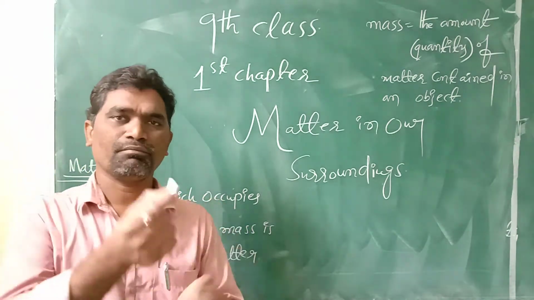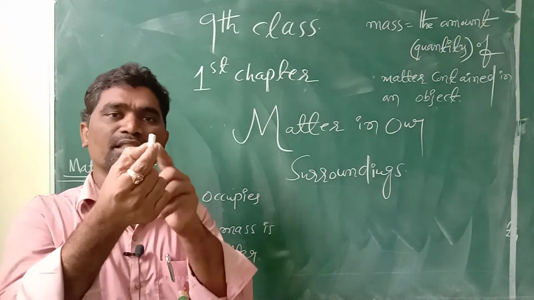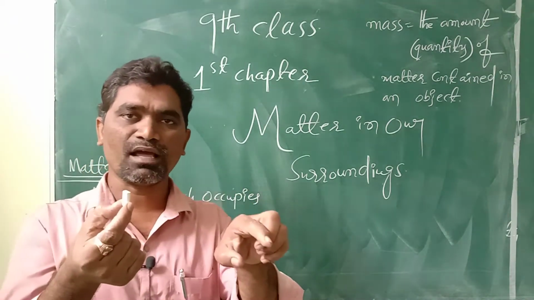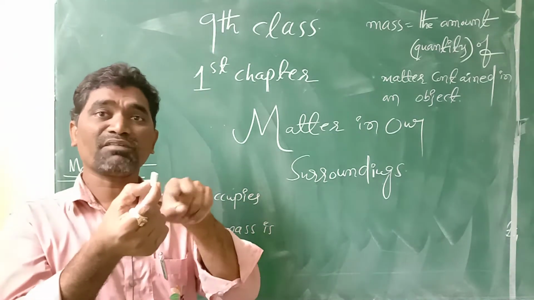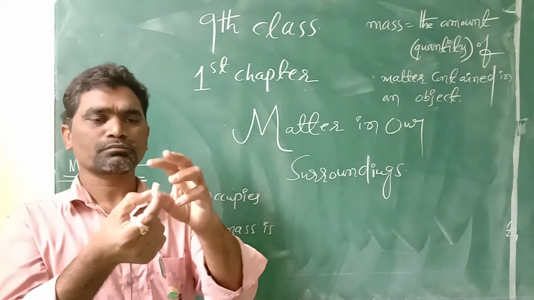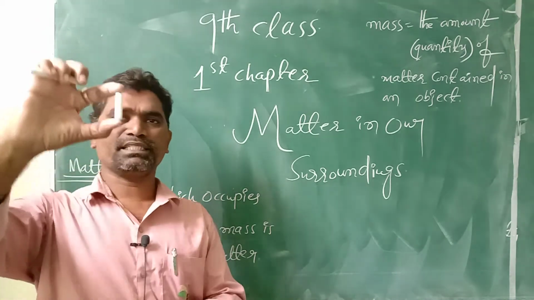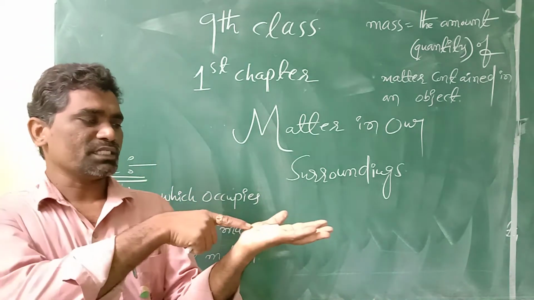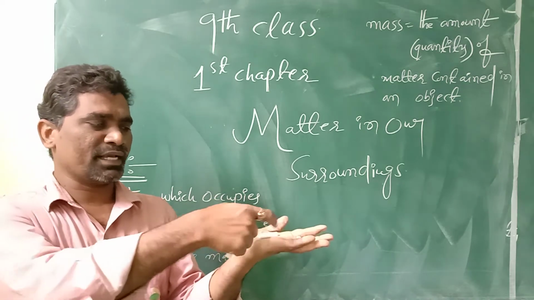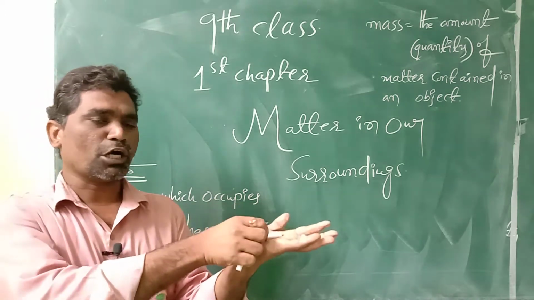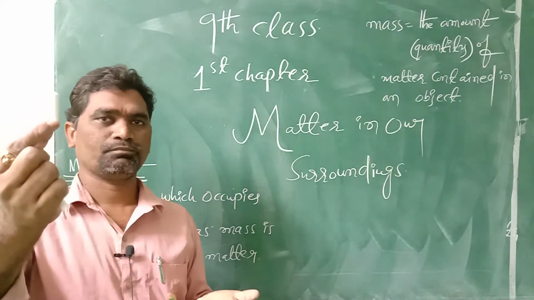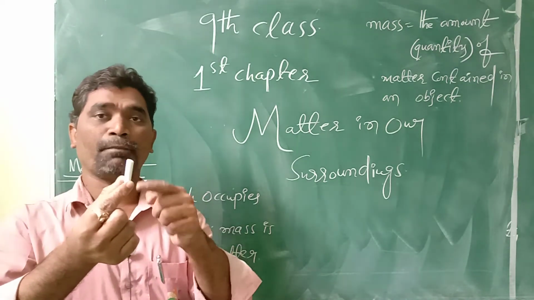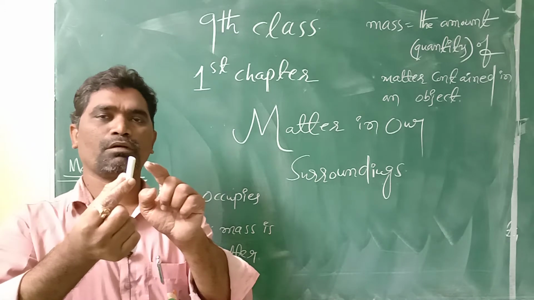What is the meaning of mass? Mass means the amount of chalk powder in the chalk piece. If I keep this chalk piece on my hand, it is occupying some space and it has mass. Mass means the amount of chalk powder in the chalk piece.